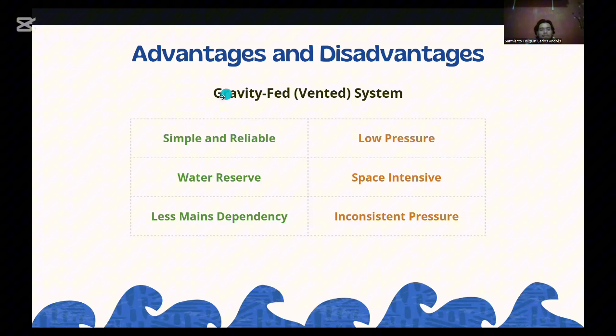Regarding system pressures, we have the gravity feed, which is simple and reliable. It has a water reserve because the system works with tanks, so it doesn't have mains dependency, but it has low, inconsistent pressure. If the floor is higher, the pressure is lower. It is also space intensive, meaning it needs a lot of space to work with this system.